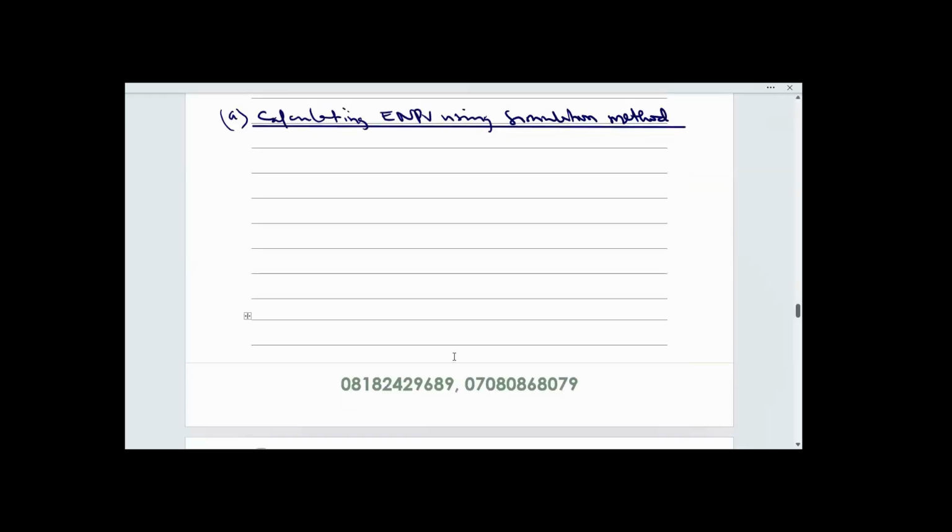Now, before you calculate expected NPV, there are some procedures you are supposed to follow. You are supposed to carry them out first. All right? The first procedure is to simulate for each variable using the simulation method. So the first thing we are going to do is to simulate for each variable.